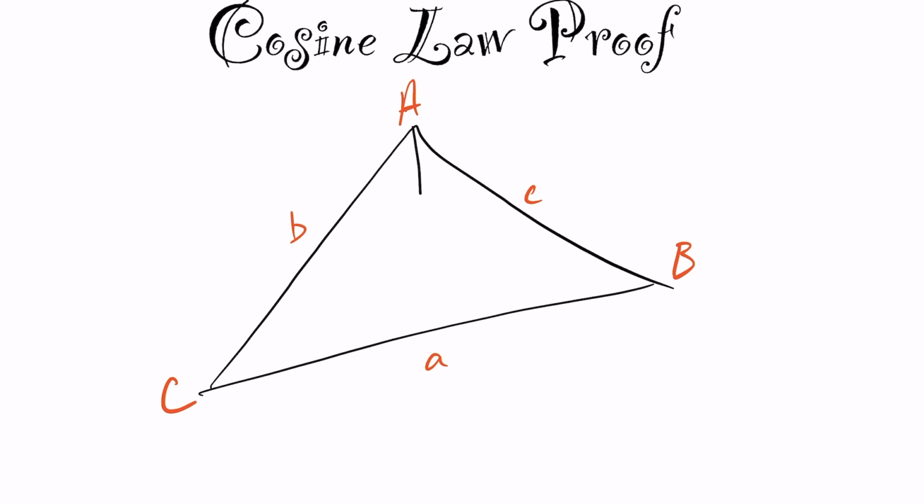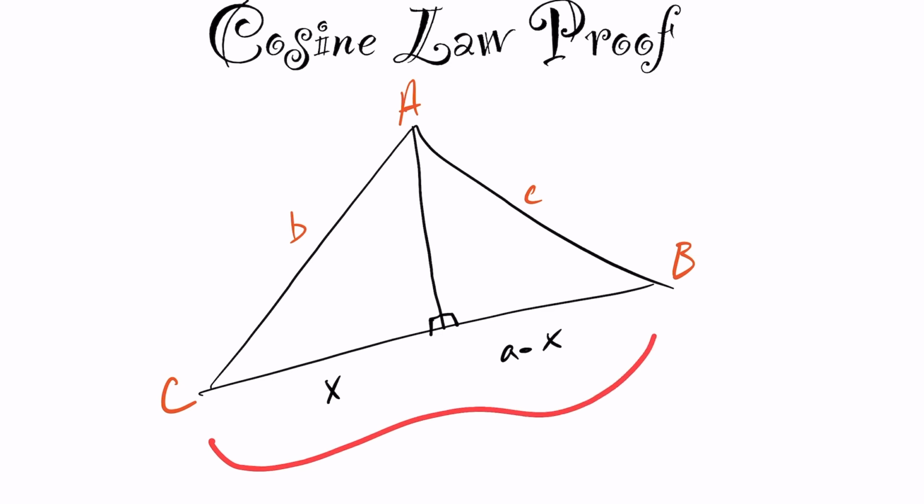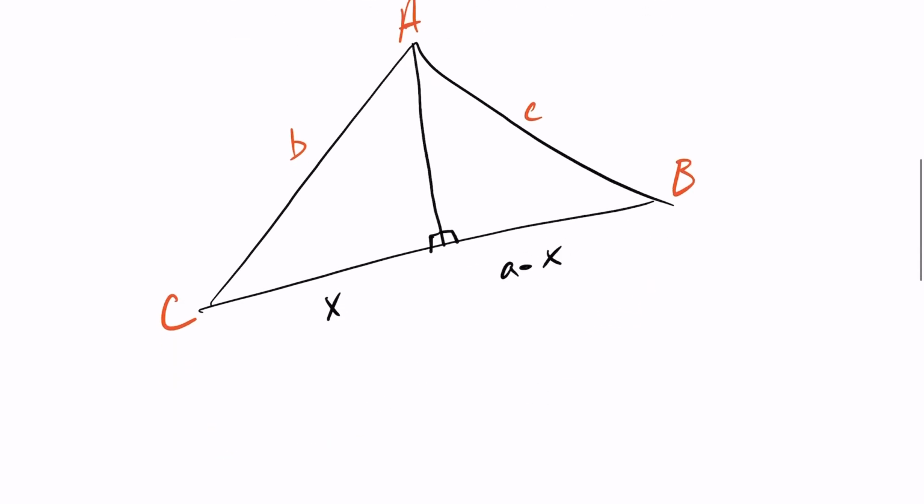And what we're going to do first to prove the cosine law is drop down this altitude line from vertex A. That'll meet at 90 degrees here. Then I'm going to label this slice as x, and therefore this will be a minus x, right? If the whole length here is denoted lowercase a, then this will be a minus x.